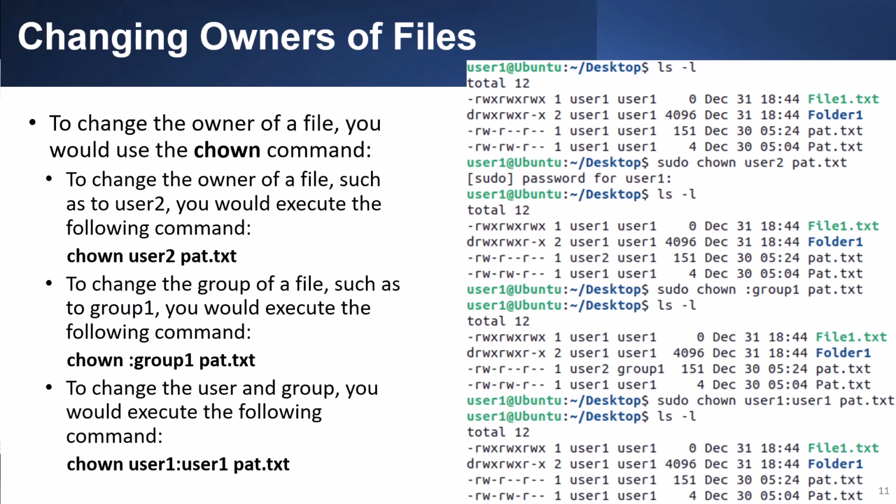To change the owner of a file, you use the chown command. To change the owner of a file, such as to user2, you would execute the following command: chown user2 pat.txt. To change the group of a file, such as to group1, you would execute the following command: chown :group1 pat.txt. To change the user and group, you would execute the following command: chown user1:group1 pat.txt.